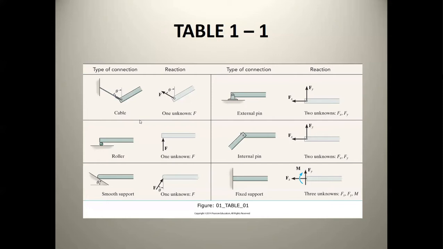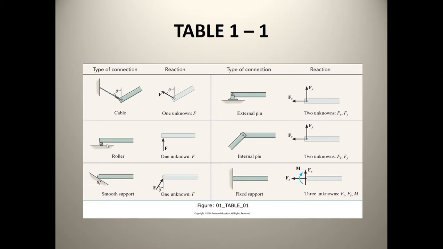A cable is replaced by one force in the direction of the cable. You see that? This type of reaction is called a roller. A roller is also replaced by one force. Why is it replaced by one force? Because it restricts translation only in one direction.